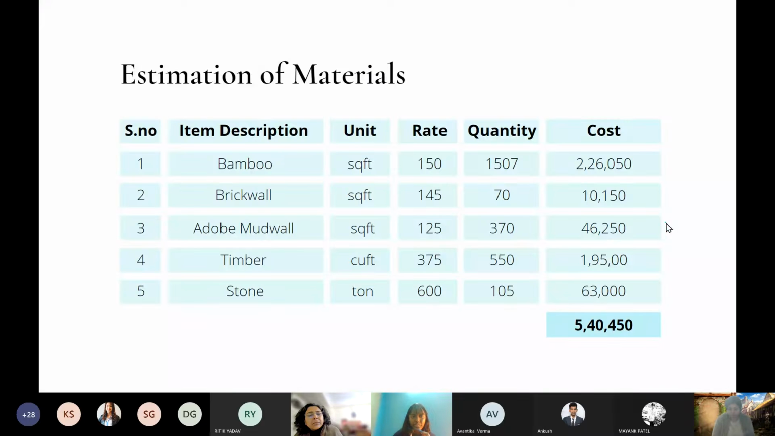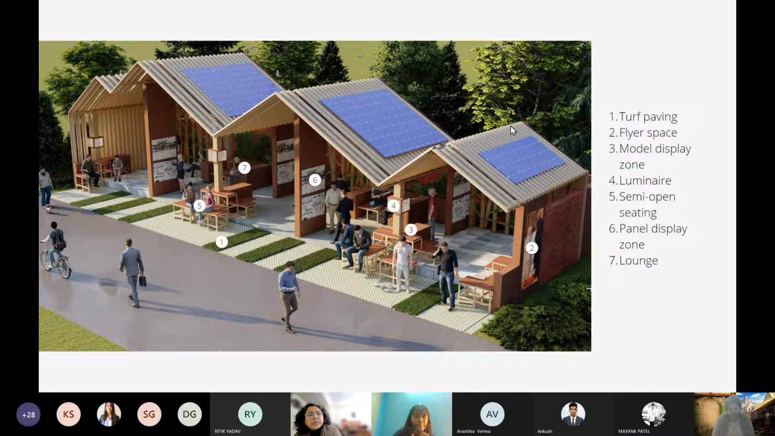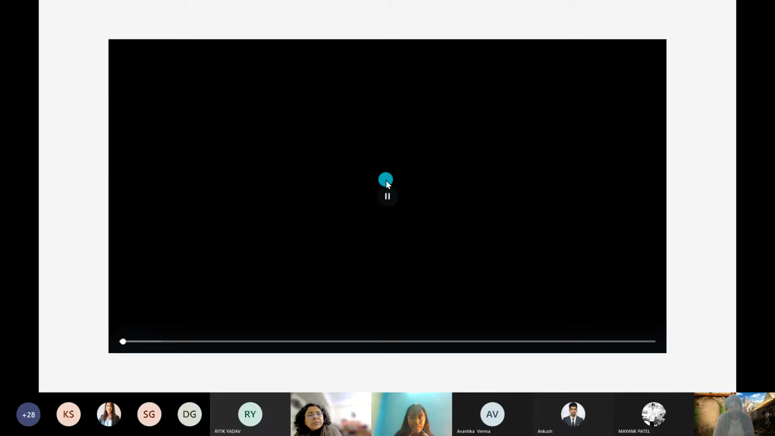So here is an estimate of our materials. We can see that bamboo increases our cost, so maybe we could try to find an alternative material. Along with the column, we had designed some lighting element as well, and we tried to incorporate green in our flexible entrance so that the rainwater could percolate down. And this is a video.